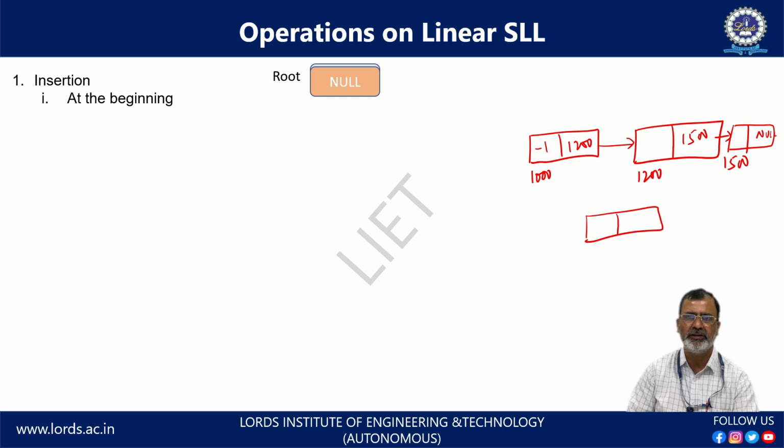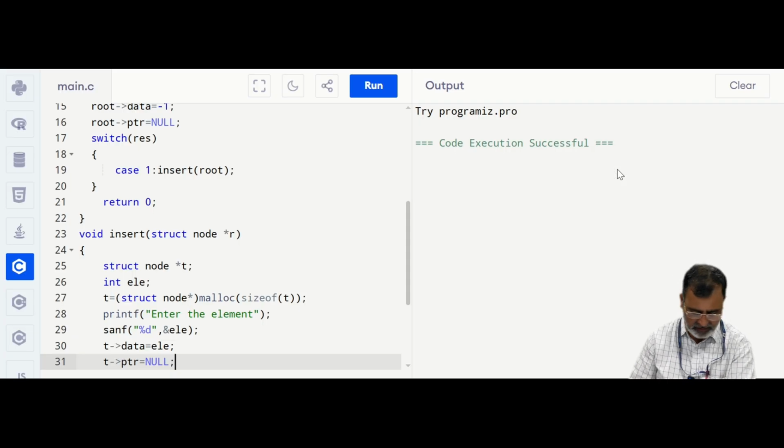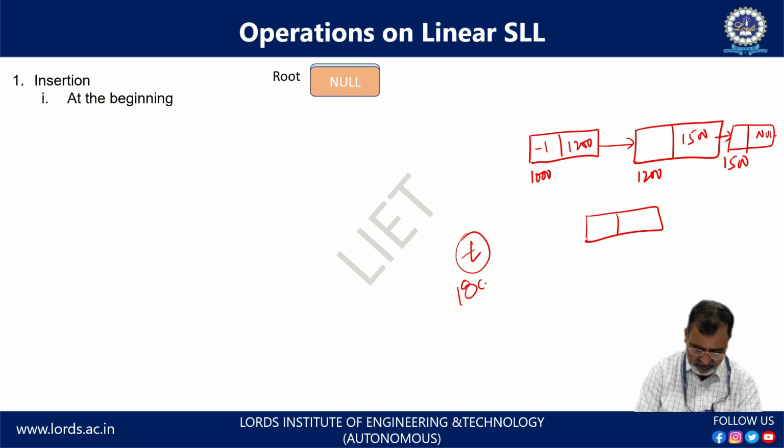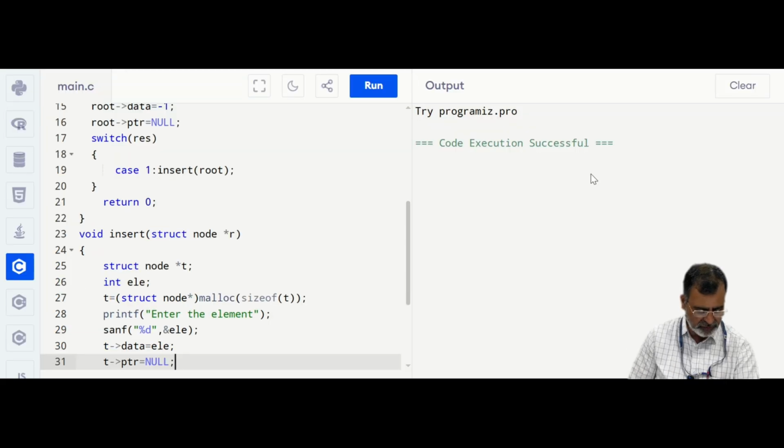Okay, so just now I have written the insert function. What did I do? I have created here line number 27. What is it doing? It is creating a node. So T is going to contain the address. Let us suppose the address of this is 1800. So this node is created. Now I am trying to read what value you want to store.